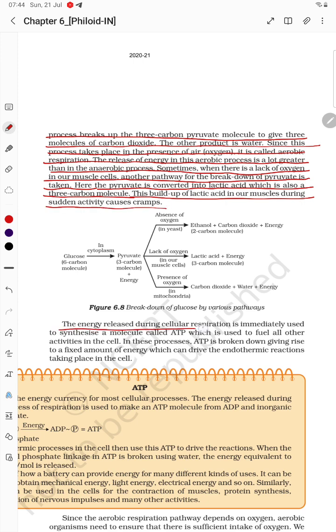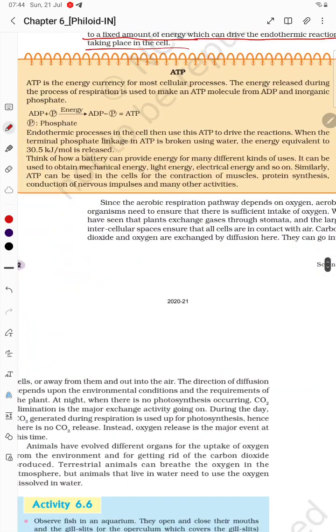The energy released during cellular respiration is immediately used to synthesize a molecule called ATP, which is used to fuel all other activities in the cell. In this process ATP is broken down, giving rise to a fixed amount of energy which can drive the endothermic reactions taking place in the cell.